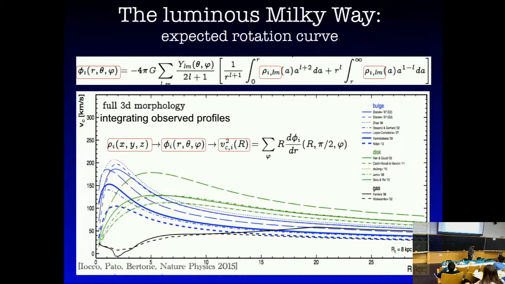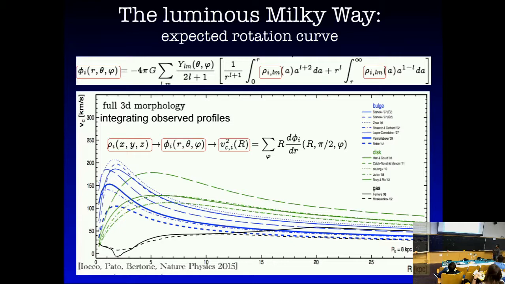okay? So the question that someone asked me: the rotation curve is not exactly 1 over the square root of the radius. Obviously, yes, it's true. I just solve fully the potential in all the parts, and then I project it in the plane, because it is in the plane that I observe the rotation velocity. Okay? But let's get back.